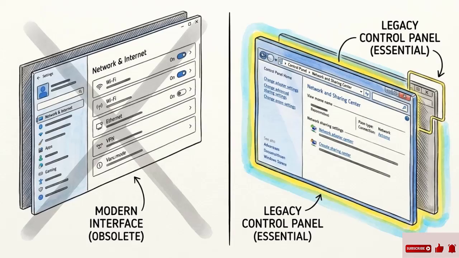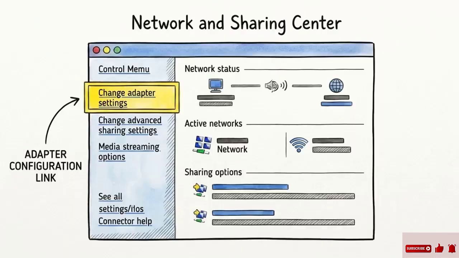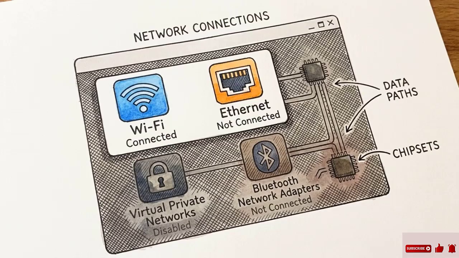To see all your adapters in one place, we will bypass the modern Windows Settings app and open the Legacy Control Panel. From the main Control Panel screen, click View Network Status and Tasks under the Network and Internet heading. Then, look to the left sidebar and click Change Adapter Settings. This opens the Network Connections window.